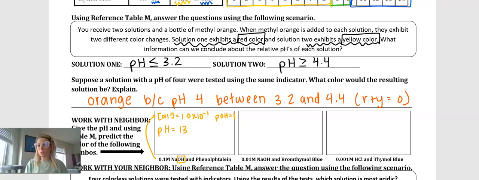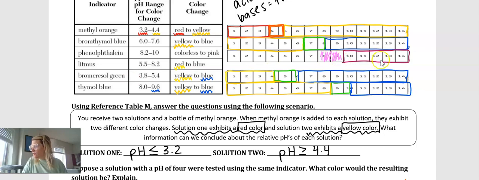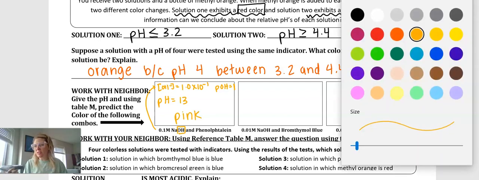And so what color would phenolphthalein be in a pH of 13? Well, let's scroll back up. In a pH of 13, it's going to be a pink color. Okay? Second solution, maybe pause and try this on your own and then check your answer.